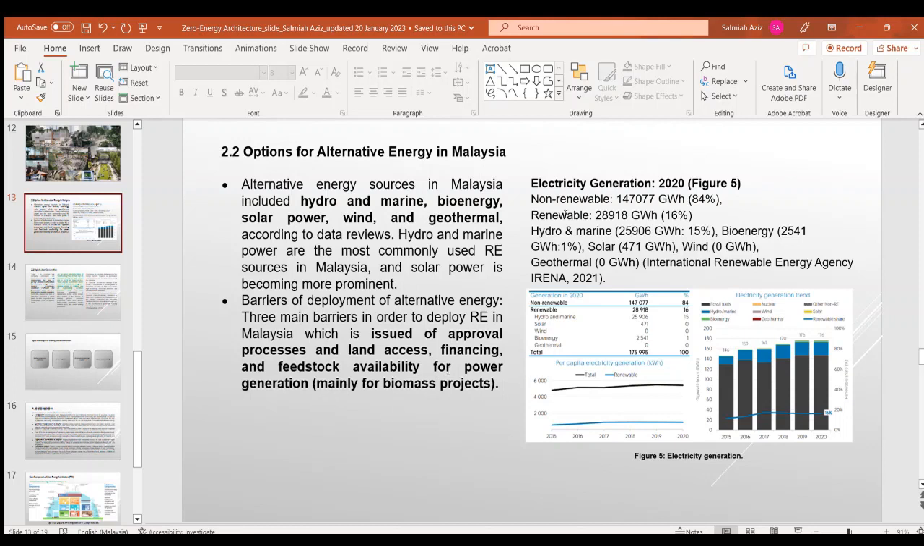So if we look at electricity generation in 2020 at figure 5, non-renewable is 147,000 gigawatt-hours, which is 84% of total electricity generation in Malaysia. Renewable is just 18%, 18 gigawatts. And hydro and marine is 25,906 gigawatt, which is only 15% of total electricity generation. Bioenergy 1%, also solar is 471 gigawatt, and wind 0 gigawatt. Geothermal also 0 gigawatt. The data I got is from the International Renewable Energy Agency, IRENA 2021.